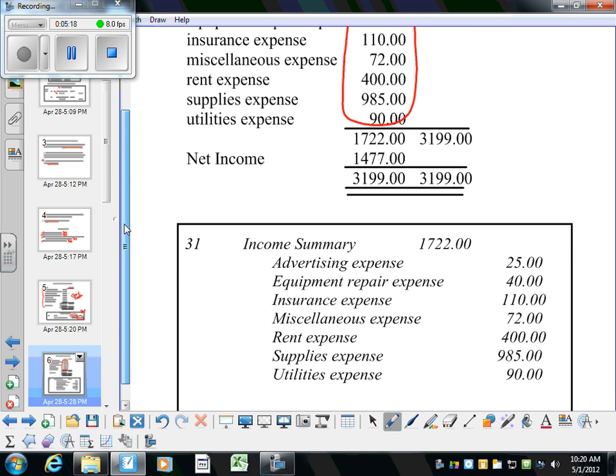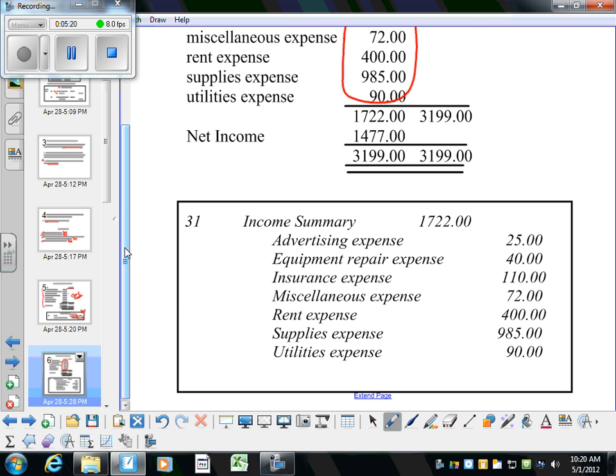So I'm going to move this down. So you see that all of your expenses are listed here. You have to list them individually, and you're putting all of their amounts to the credit column. So what you've done now is you've closed them. So what we have to do now is transfer.